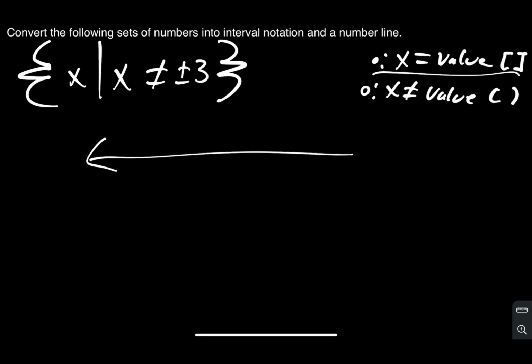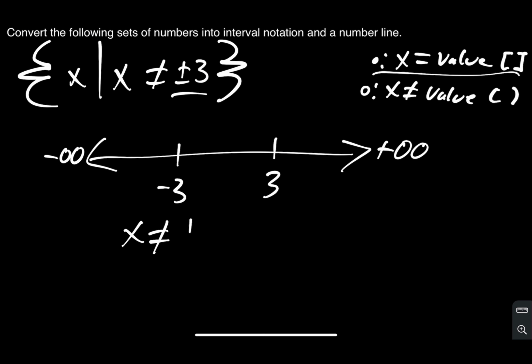Now we have the inequality x cannot equal plus or minus 3. So let's draw a number line for that. So we have negative infinity towards the left, positive infinity towards the right. So we have that value plus or minus 3. So we have negative 3 and positive 3. And we have that equation x cannot equal plus or minus 3, which we can write as x cannot equal negative 3 and x cannot equal positive 3.